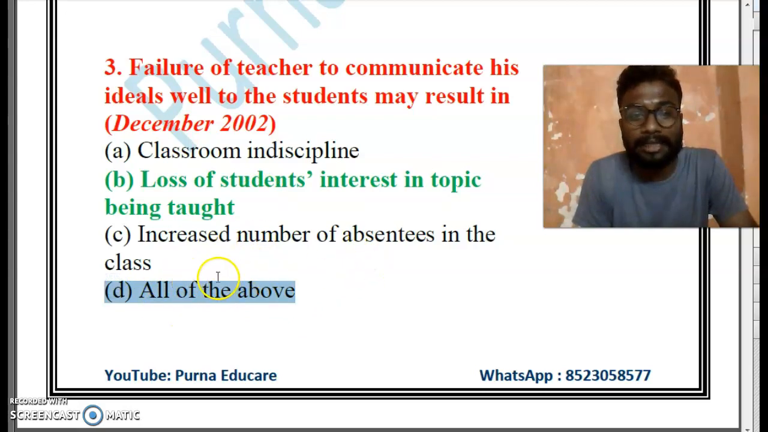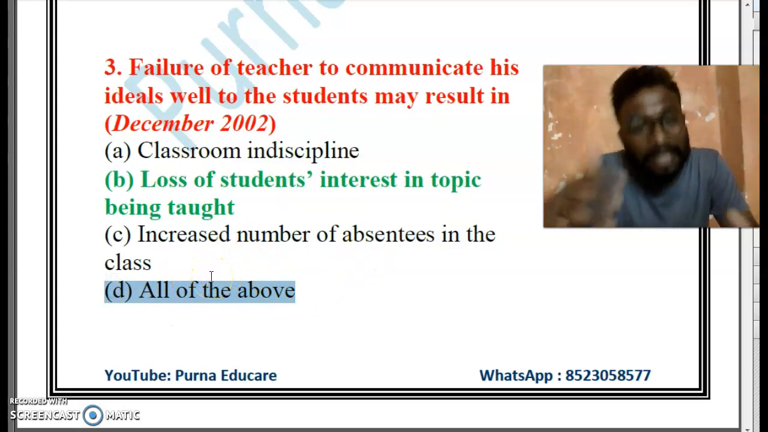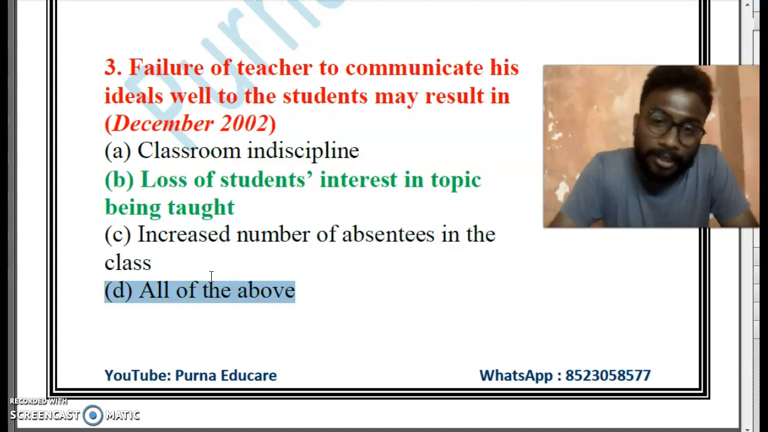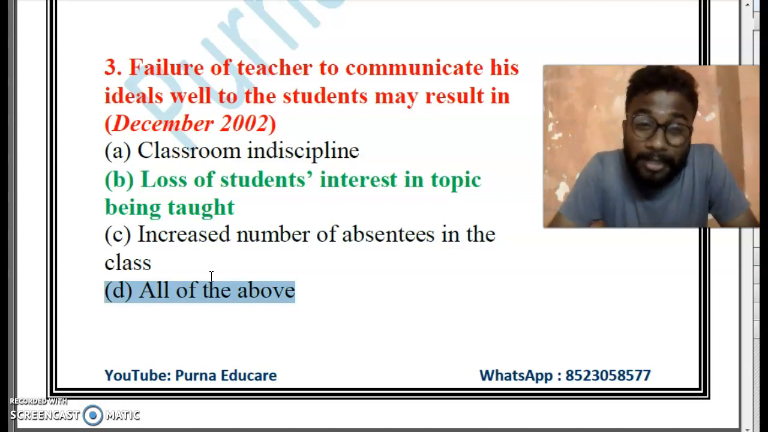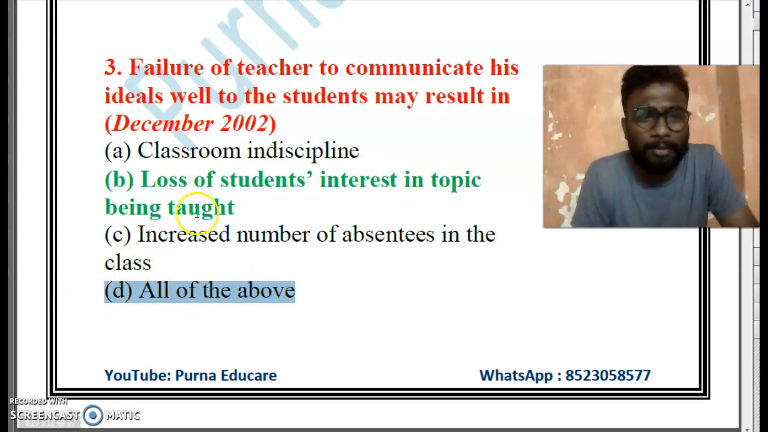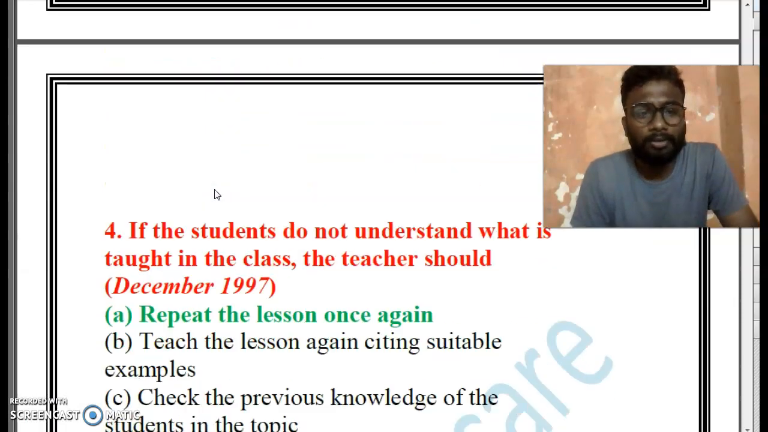All of the above is the correct answer, since if a teacher fails to communicate his ideas to the students, they will not put trust in the teacher, right? So what does that lack of trust mean? It results in classroom indiscipline, loss of students' interest in the topic being taught, and an increased number of absentees in the class. Yes, it is all of the above. Fourth question.